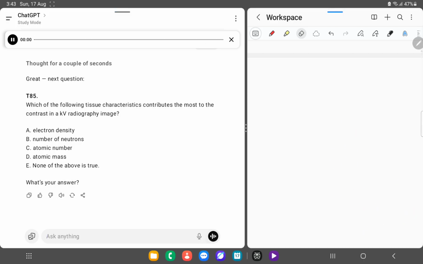Great. Next question. T85. Which of the following tissue characteristics contributes the most to the contrast in a kV radiography image? A. Electron density. B. Number of neutrons. C. Atomic number. D. Atomic mass. E. None of the above is true.